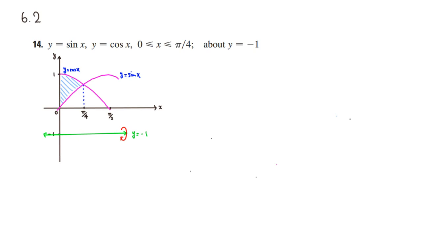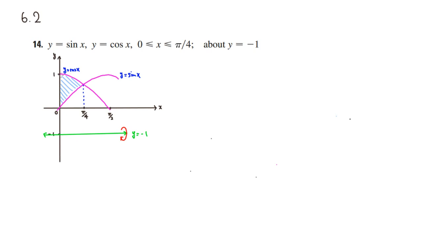Alright, let's look at section 6.2, problem number 14. The region is bounded by y equals sine of x and y equals cosine of x from 0 to pi over 4. And I already drew the region here.